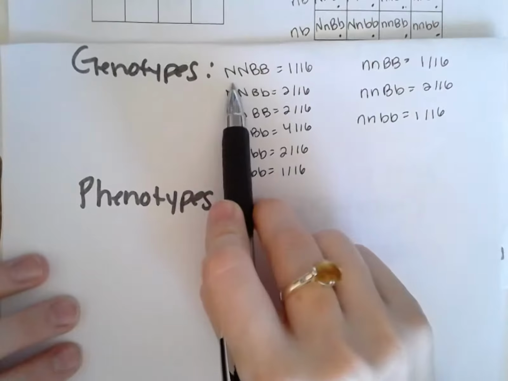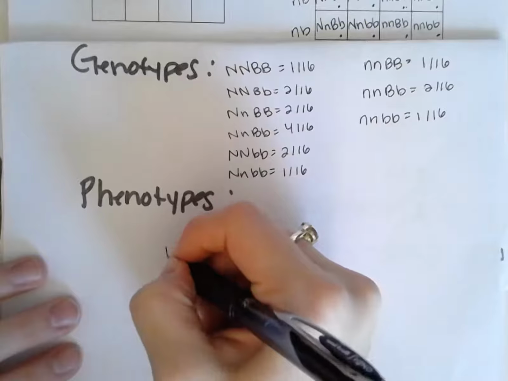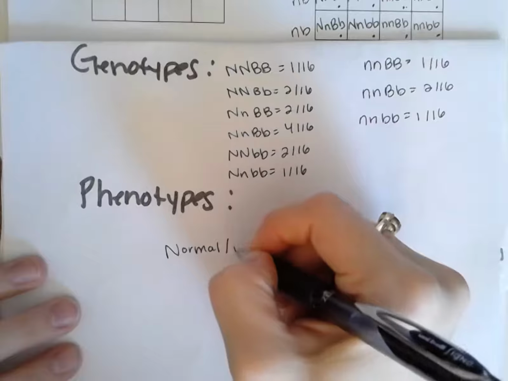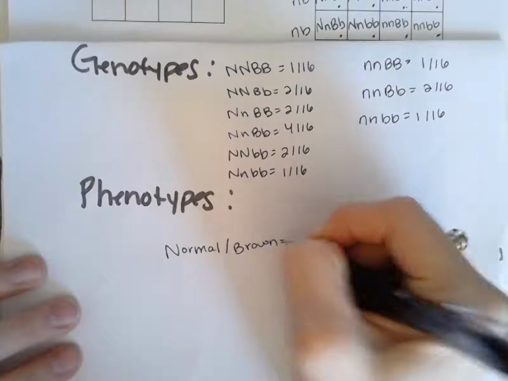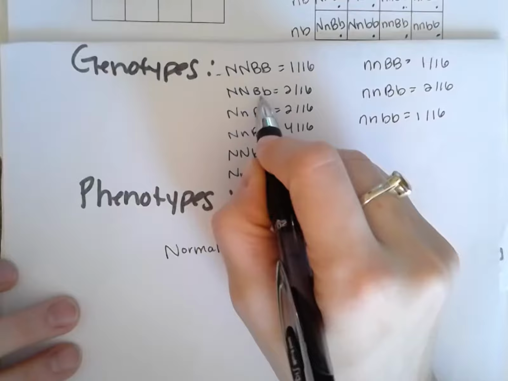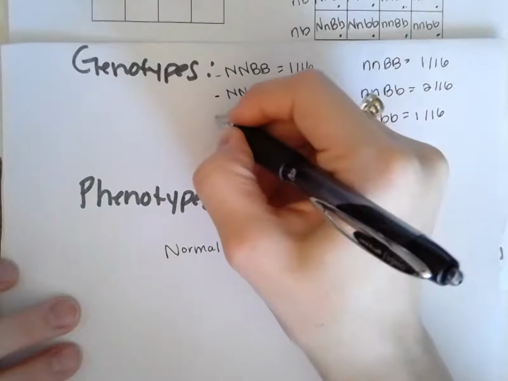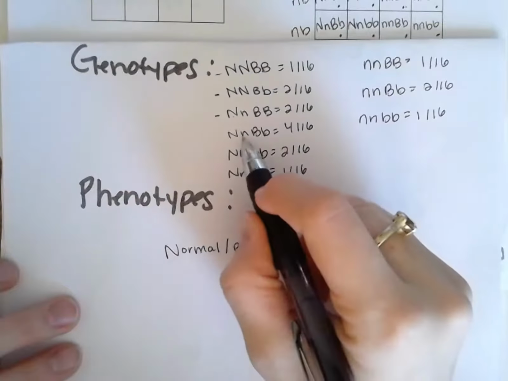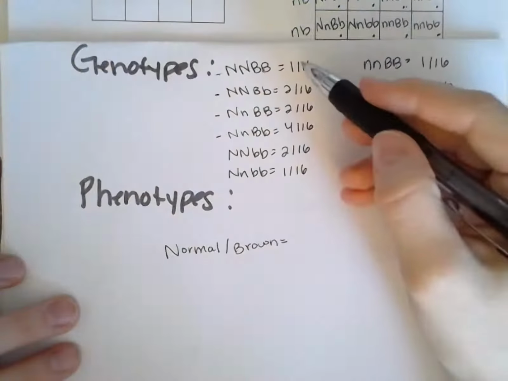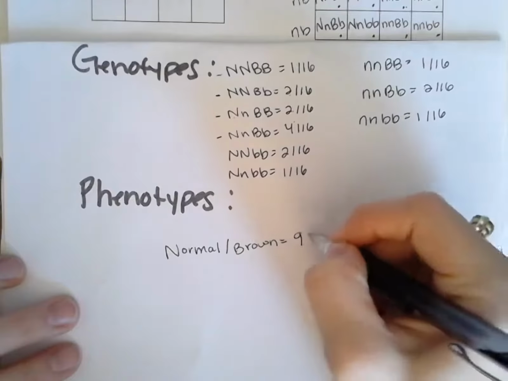So for this one, we have 2 capital N's and 2 capital B's. That's going to give us normal and brown eyes. So normal and brown here. We have a capital N and capital B, so that's also going to be normal and brown. Capital N, capital B, that's normal and brown as well. And then capital N, capital B, this one's going to be normal and brown. So we have 1, 2, 3, 4, 5, 6, 7, 8, 9. 9 total. So 9 out of 16.